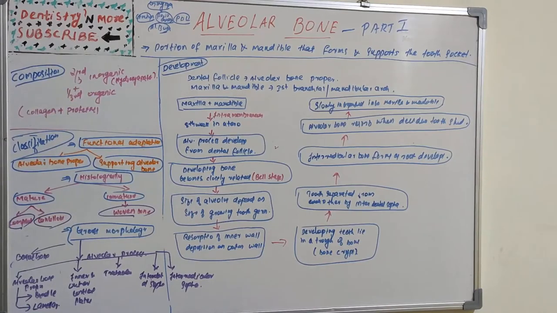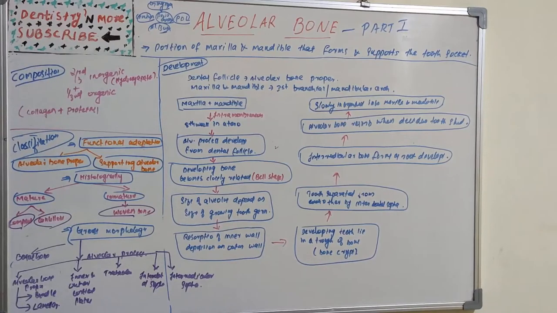It has various functions. It provides attachment to the periodontal ligament. It absorbs the occlusal pressure. It gives attachment to muscles. It provides a framework for the marrow. It is a reservoir for ions, especially calcium. And it houses the roots of the tooth, which is achieved by the insertion of Sharpey's fibers into the alveolar bone proper. So there are various functions.